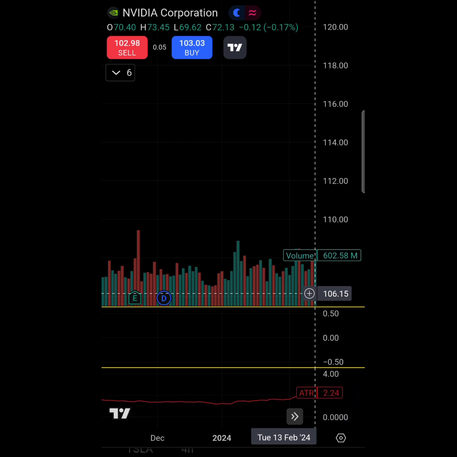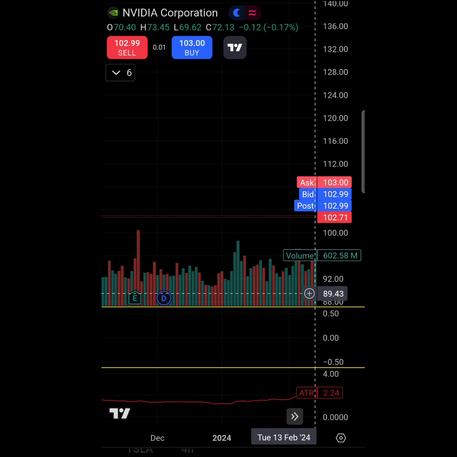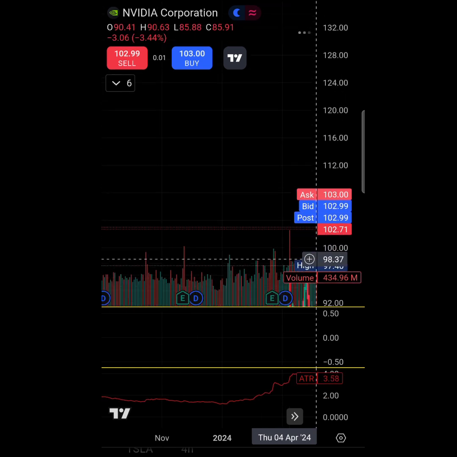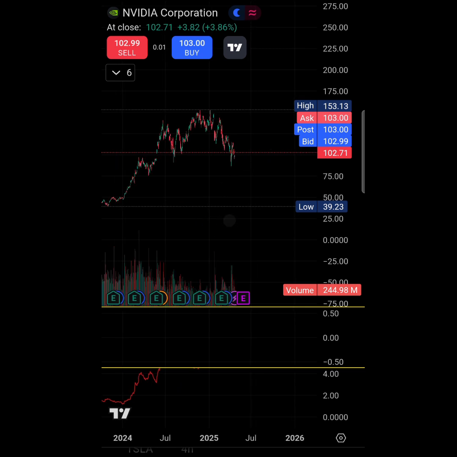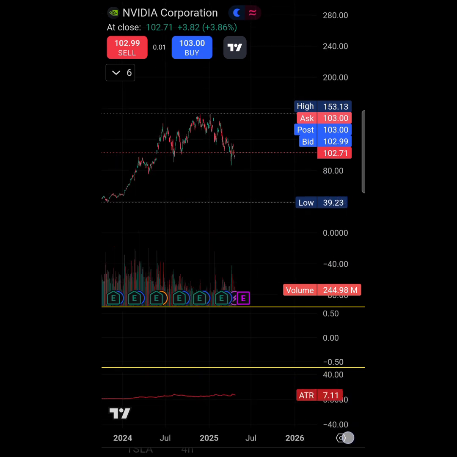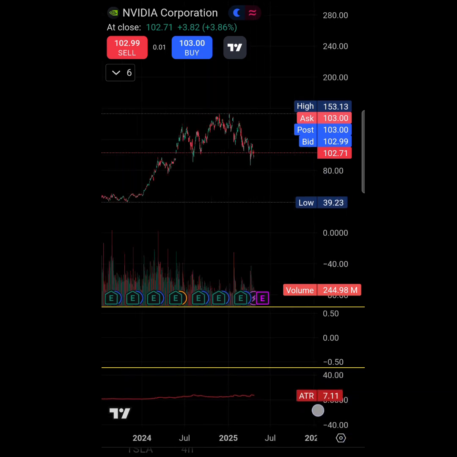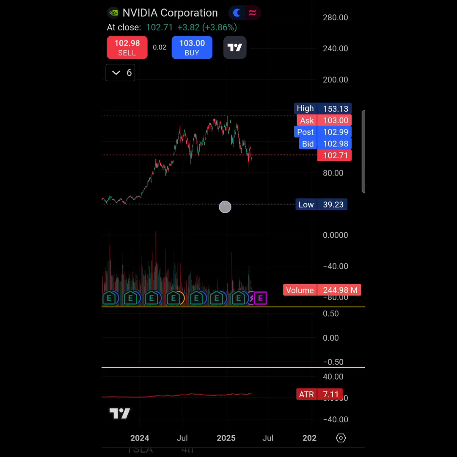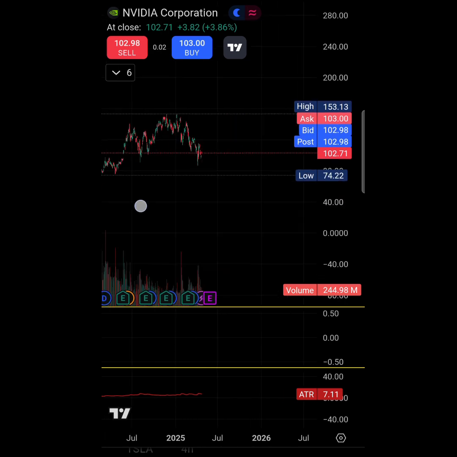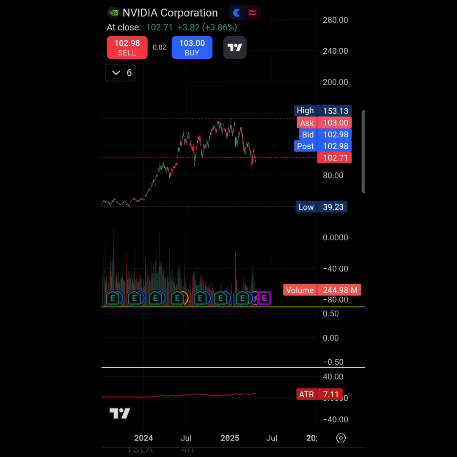Okay, it's showing $2 at the moment. That's because we're in after hours. On a full day, it will give you, oh, here we go. So on a full day, you can see your average true range here is about $7. Can you see that? $7.11. So for a full day, NVIDIA can go up and down, up and down, up and down, but it can only move a total of $7.